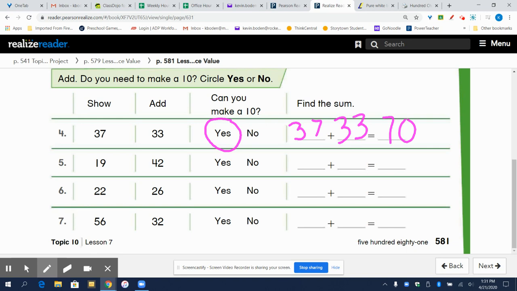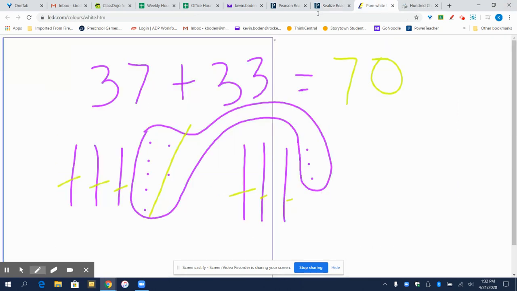Now, the next one, I'm going to show you a little bit of a different way to do this one. You choose the strategy you want to use. I like drawing pictures personally, but if you want to try doing it the second grade way, the mental math way, you can do that right now. It says show 19 and add 42. So we're going to have 19, show 19, plus 42. And that's the one we're going to do on the white page that I have right here.